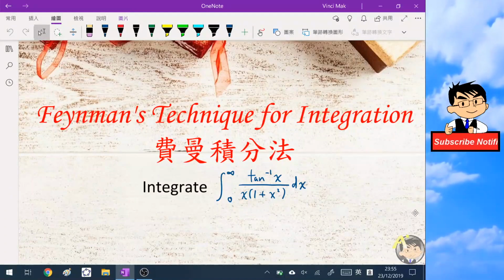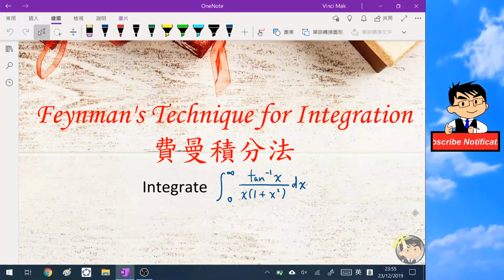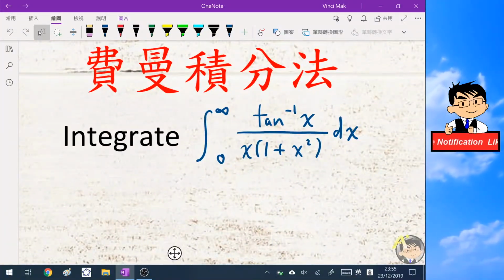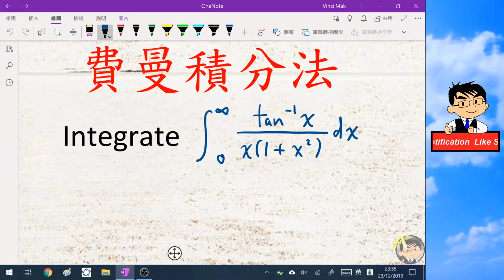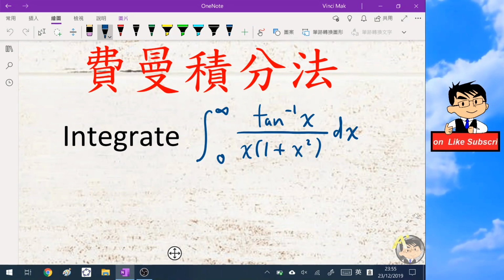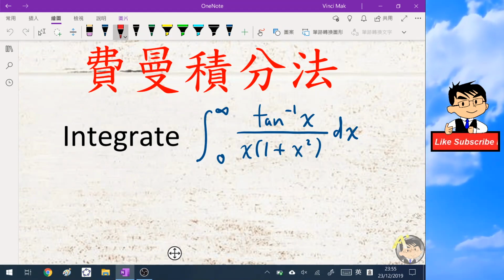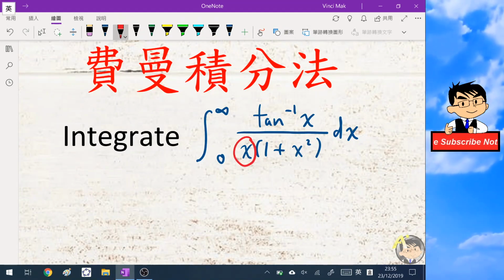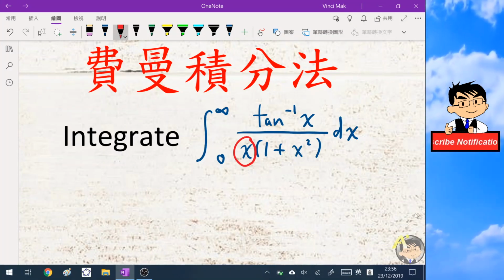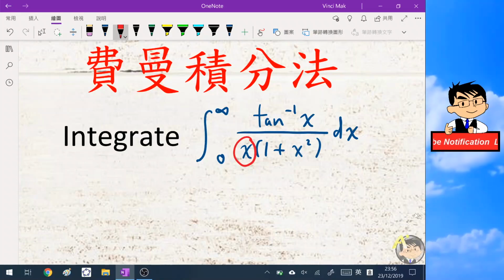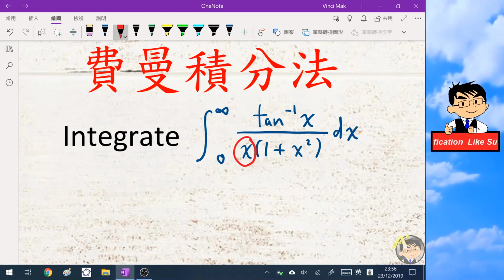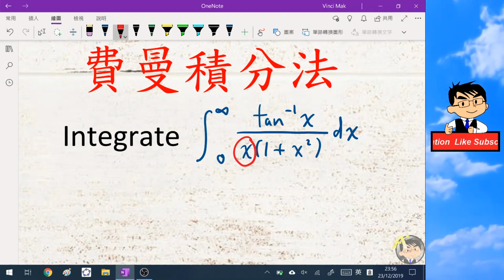And today we will do Feynman's technique for integration, and we will integrate this guy from 0 to infinity of arctangent x over x times 1 plus x squared. And this little x makes the whole integral very troublesome, because if we don't have this x, we can use a direct substitution to solve this problem. But now the x is here, so we will use another method, which is Feynman's technique.